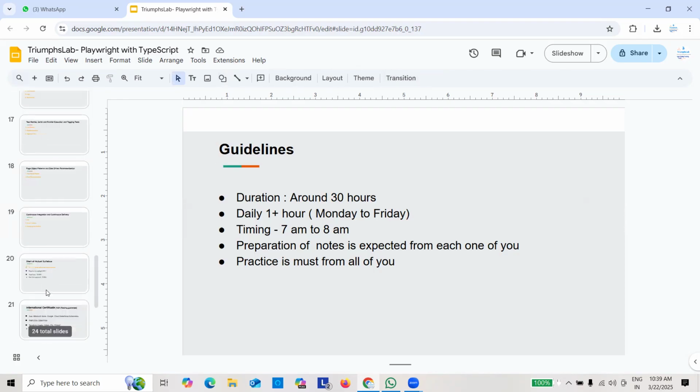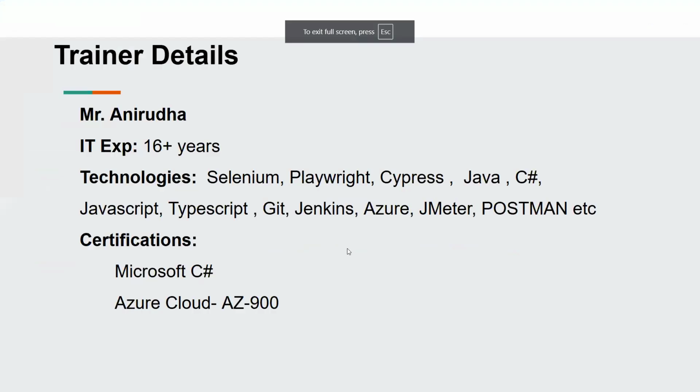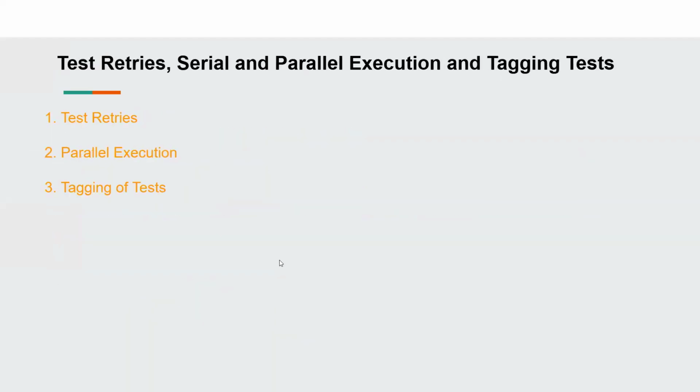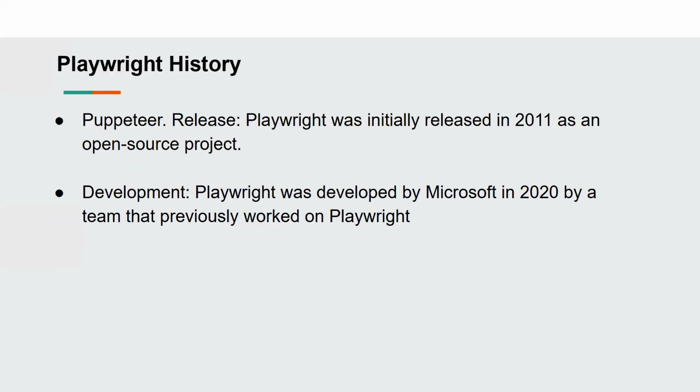About Anirudh sir, he has 16 plus years of experience. He has worked on Selenium, Playwright, Cypress, Java, C Sharp, JavaScript, TypeScript, Git, Jenkins, Azure, JMeter, Postman, etc. He has international certifications like Microsoft C Sharp and Azure Cloud, Azure 900. Sir will take you through the syllabus and history of Playwright. Over to you, Anirudh sir.